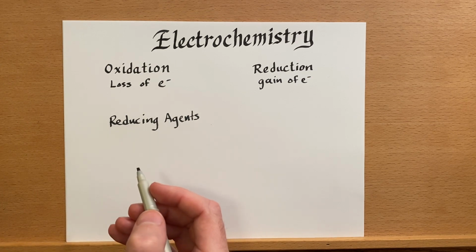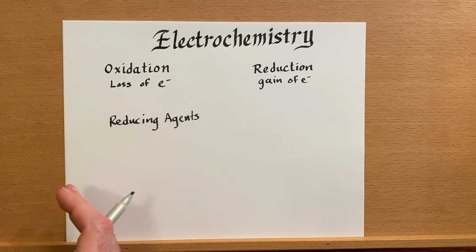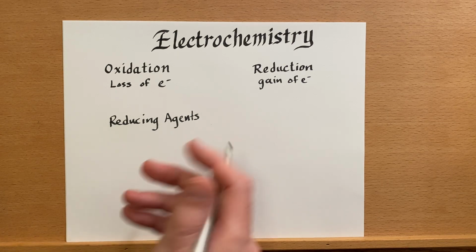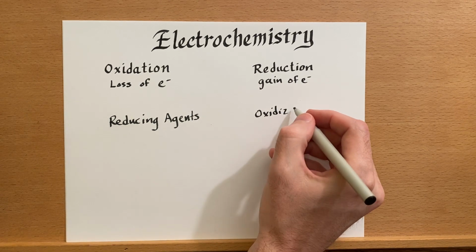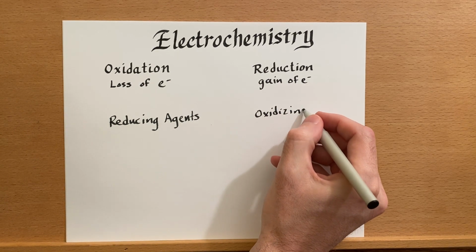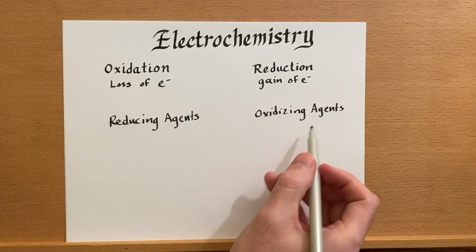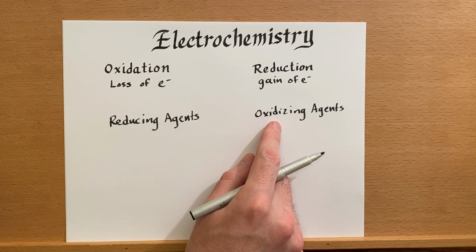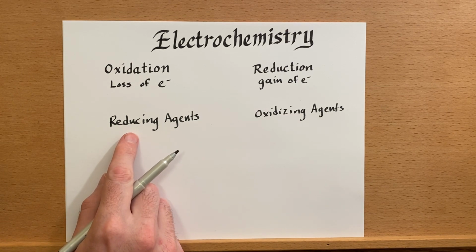There's also oxidizing agents. Oxidizing agents are themselves reduced because they will take electrons from something else. Things like fluorine or oxygen are very good oxidizing agents. And things like sodium metal or potassium metal are pretty good reducing agents.